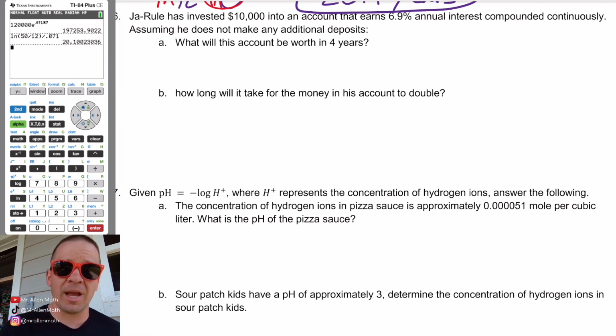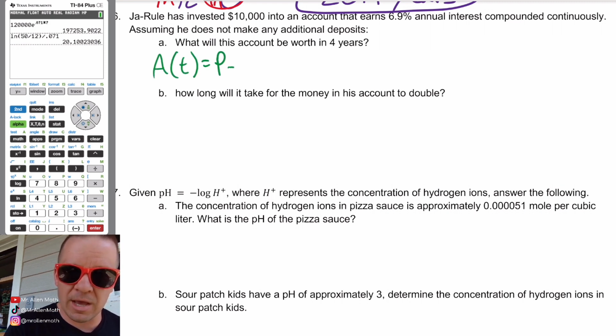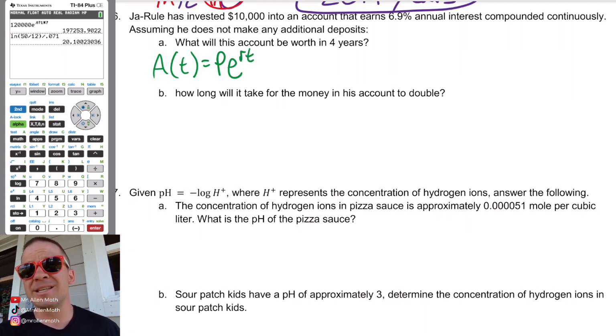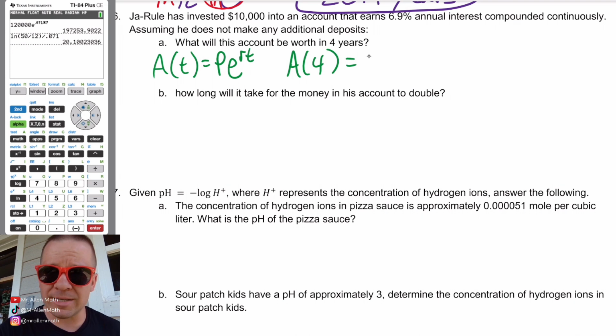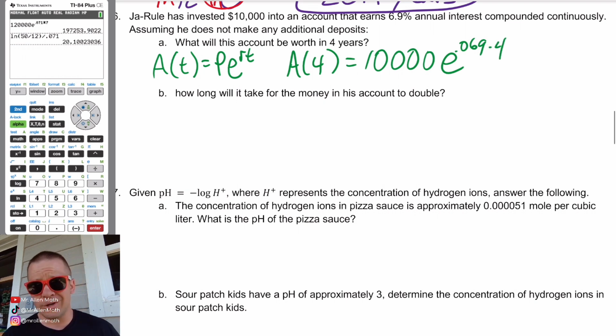So same type of thing, except what you're usually going to see is A of t equals P e to the rt, A-P-E-R-T, as it is said in short on the streets. So we've got A of 4, which is what we want after 4 years, and we have 10,000 times e raised to the 0.069 times t, so times 4. Again, we can just plug this entire thing into the calculator: 10,000, then second natural log, and we have 0.069 times 4.